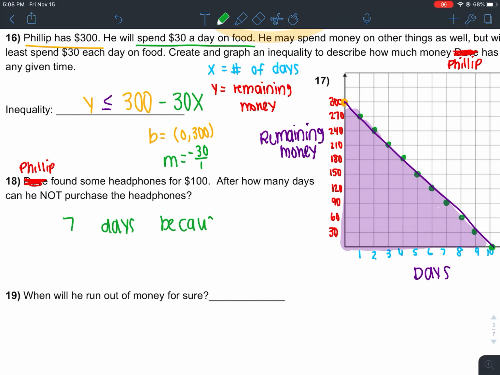Because after 7 days, he only has $90. That's not enough to afford headphones. Okay, so we figured that out by just kind of looking to see where our graph was. So after 7 days, the most you could have, which is right here, is going to be 90.